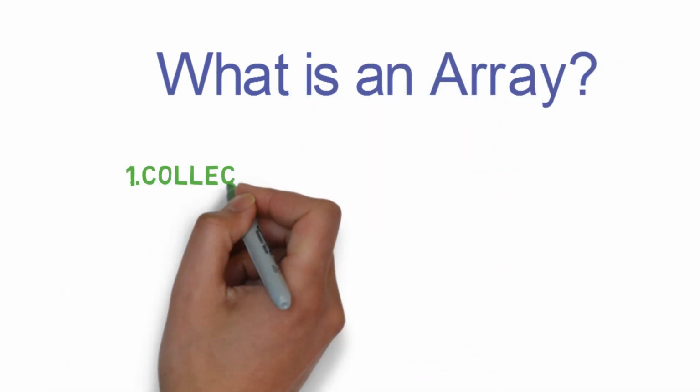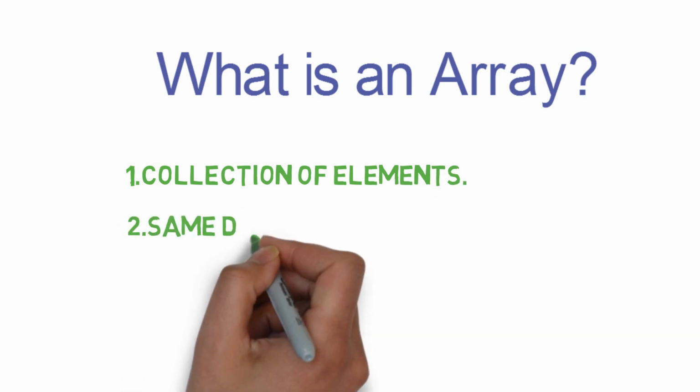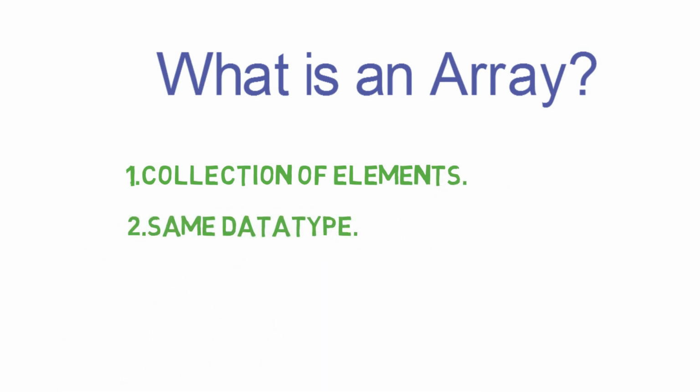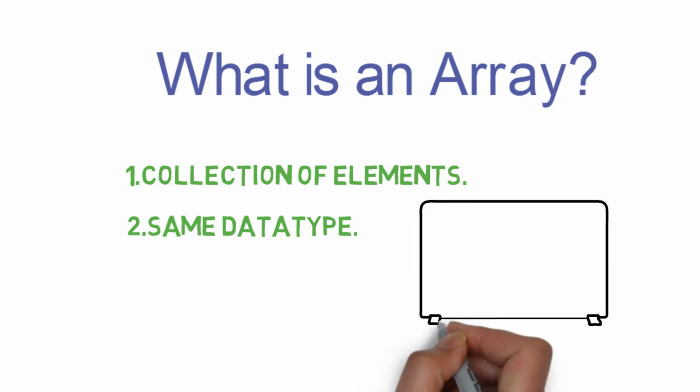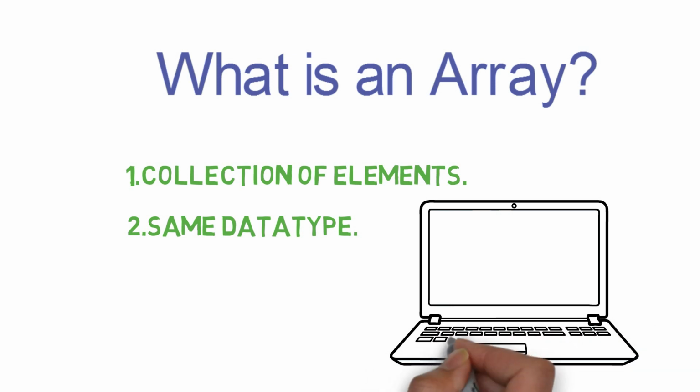An array is a data structure which can store a fixed size collection of elements of the same data type. It is also referred to as a collection of variables of the same data type. So all the elements stored in an array are of the same data type.